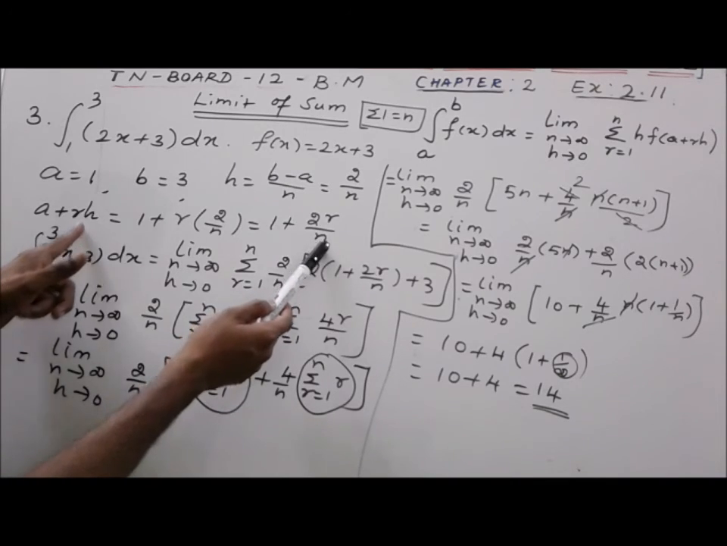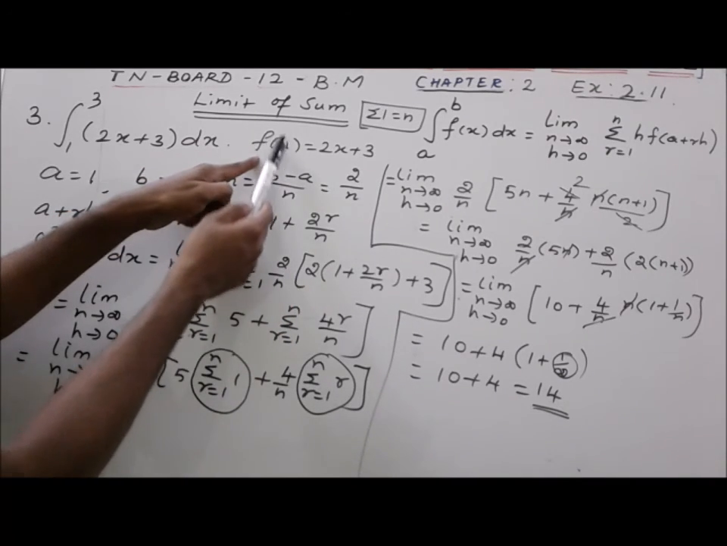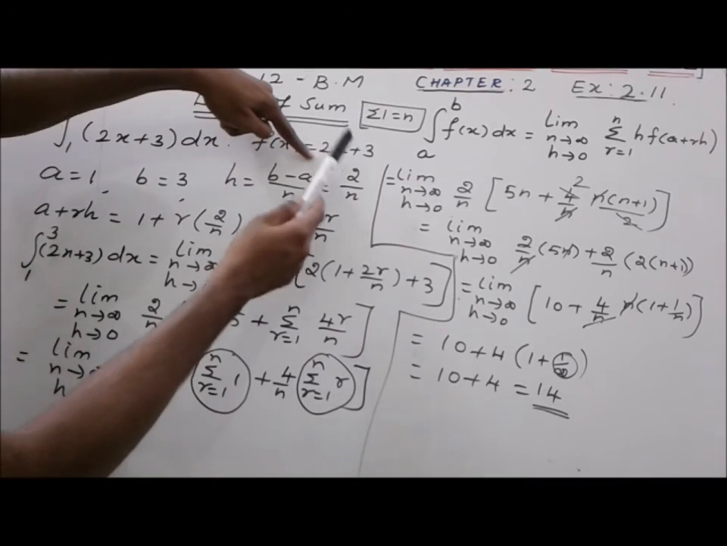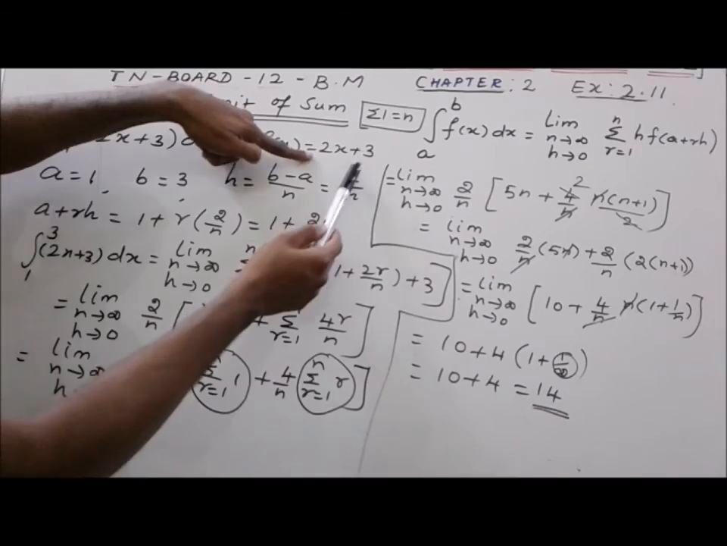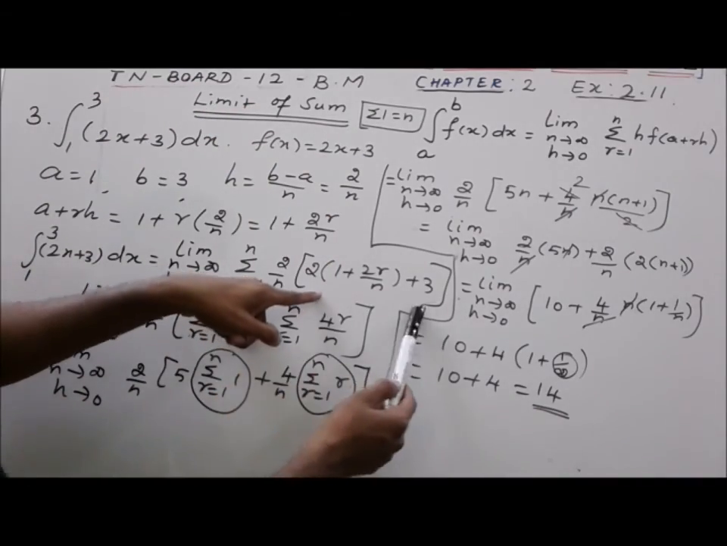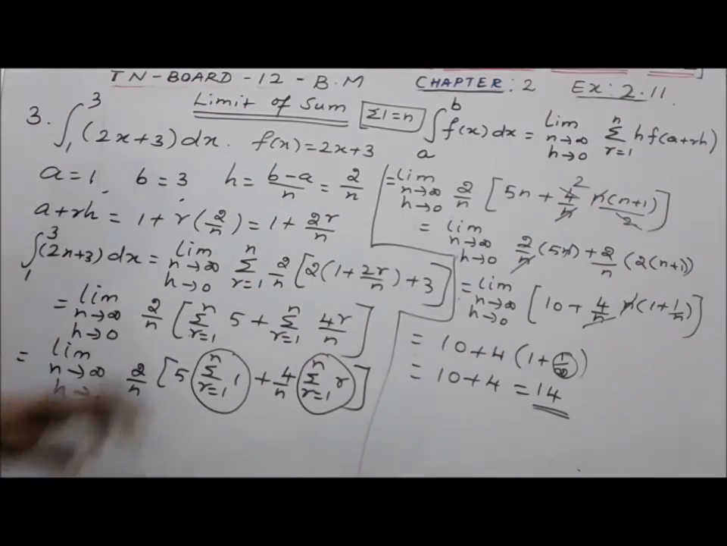Substituting a plus rh in the function f of x, instead of x, 2 into, instead of x, substituting 1 plus 2r by n, 2 into 1 plus 2r by n plus 3, that is substituted here. This is the value of f of a plus rh.